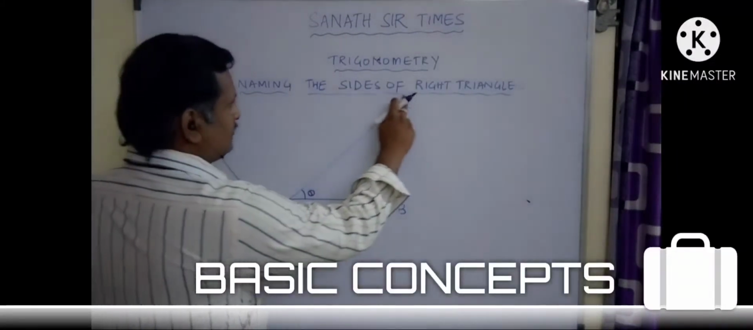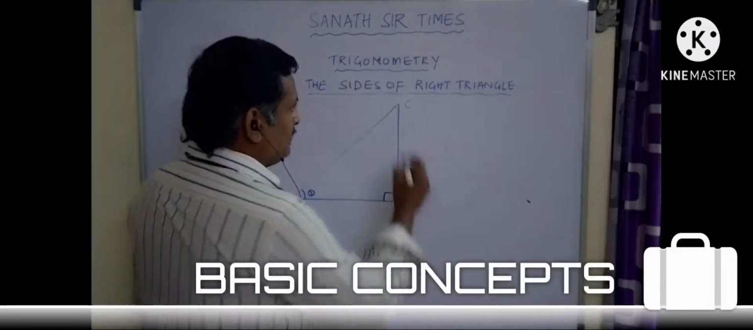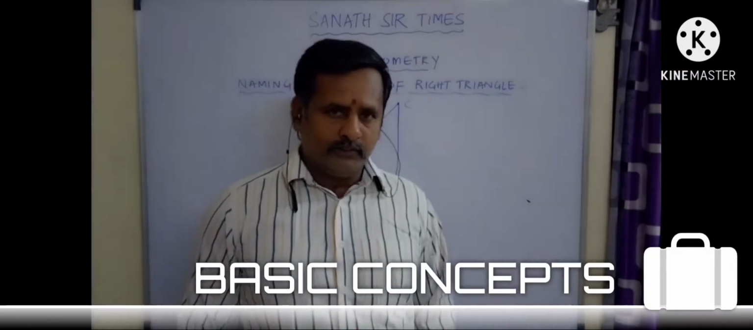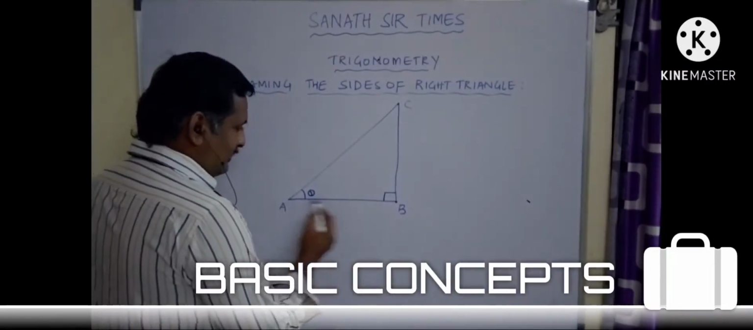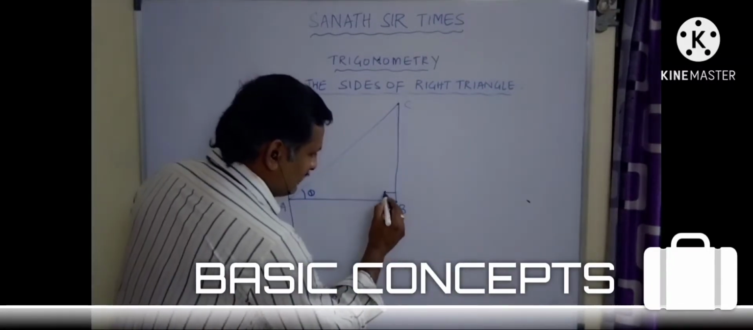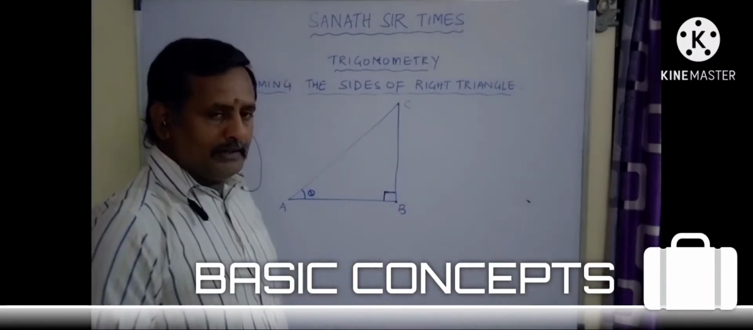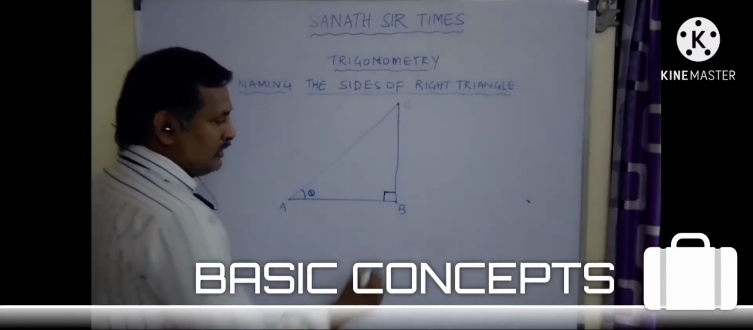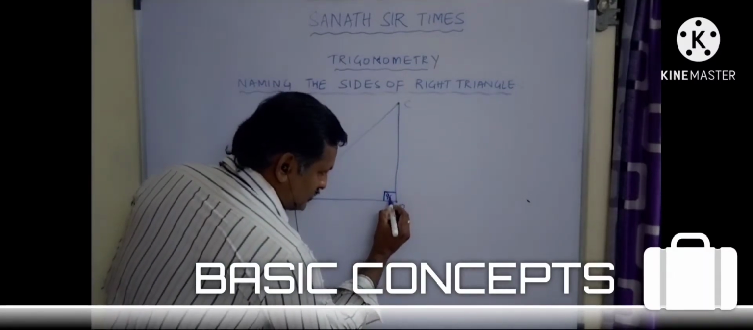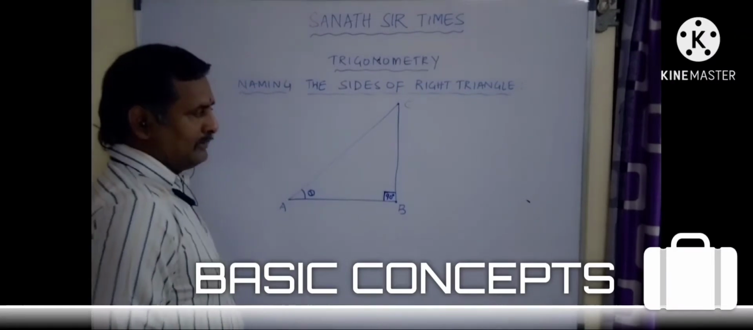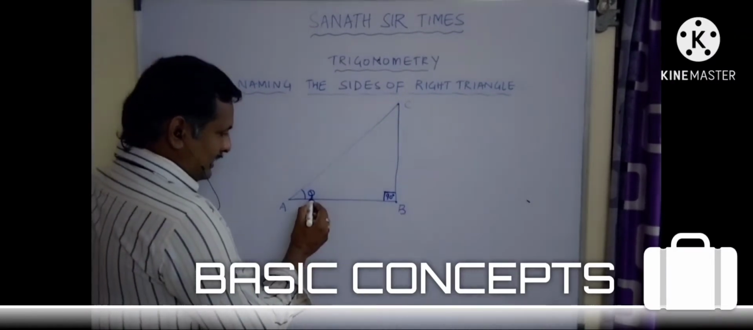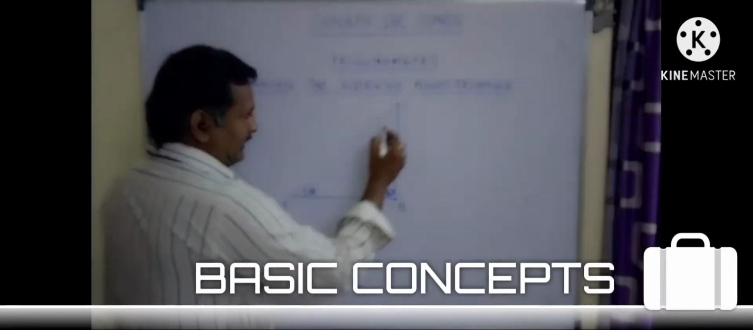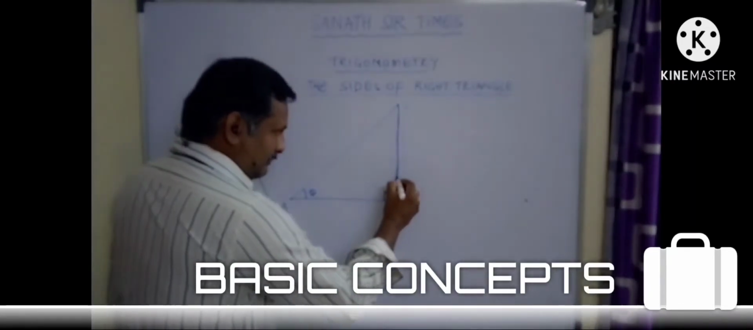Naming the sides of the right angle triangle. Most of the trigonometrical questions will be based on right angle triangles. So let us assume that ABC is a triangle where B is the right angle, at the vertex B. Now this is ABC, a right angle triangle. You know that right angle means 90 degrees, right? Now this is angle theta.